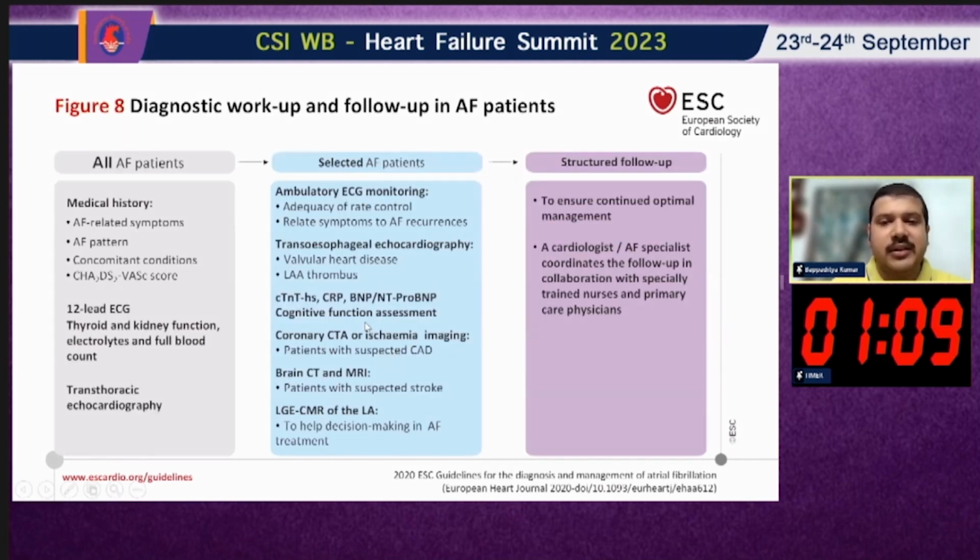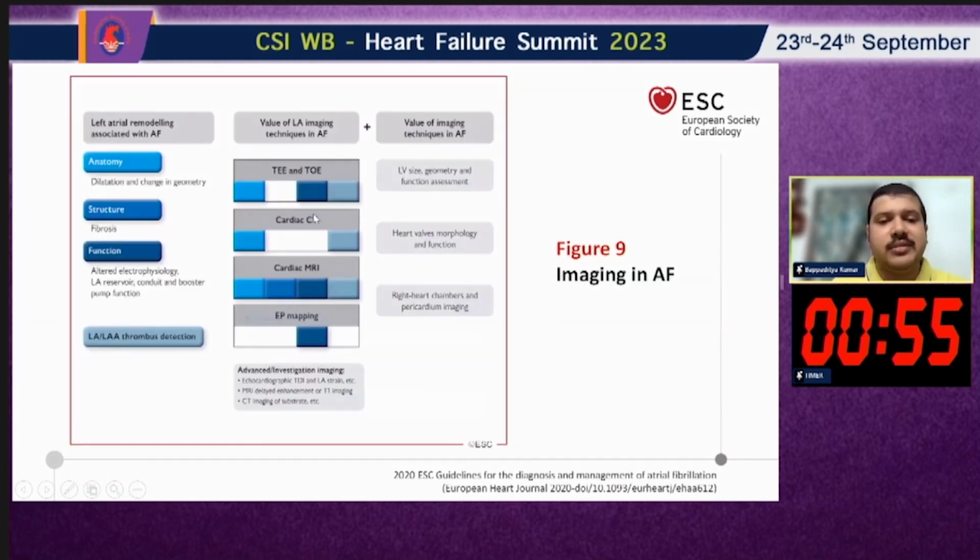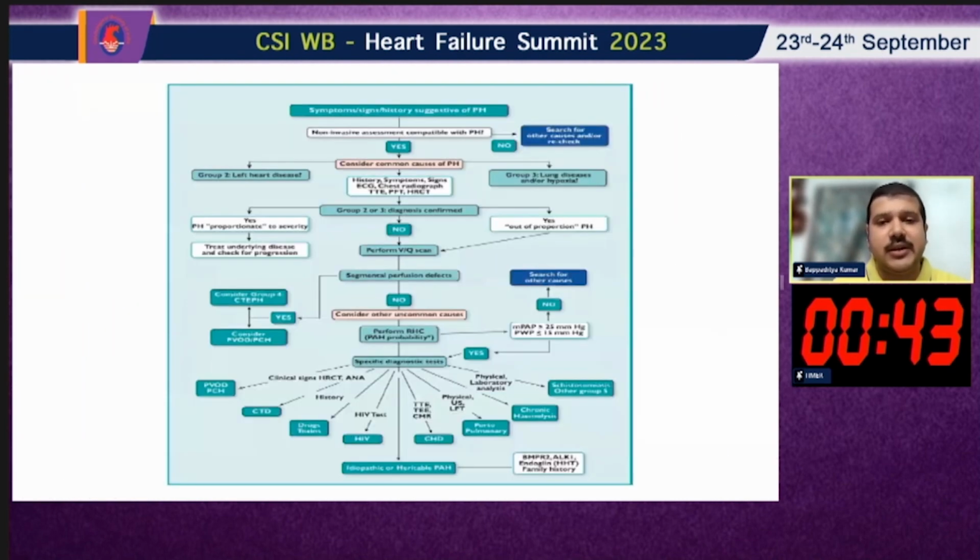These are the extra things that we need to look for to manage AF better: the CMR of the LA for decision making in AF treatment, and a coronary CT angio if we are suspecting CAD, unless we have done an invasive coronary angiogram. These are the things we need to look for in managing the AF of this patient. A TEE may be required to see whether there is a clot in the LA or not. Cardiac MRI and EP mapping for better evaluation and assessment of the AF in the patient.